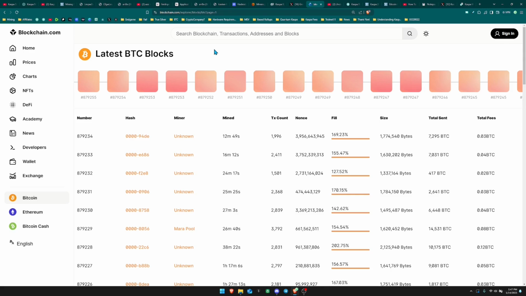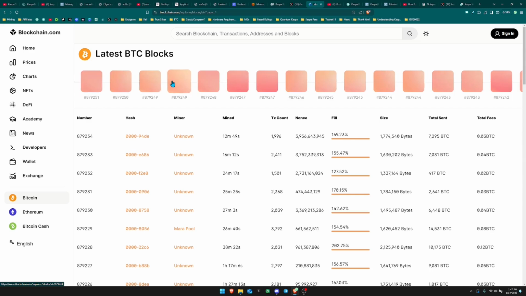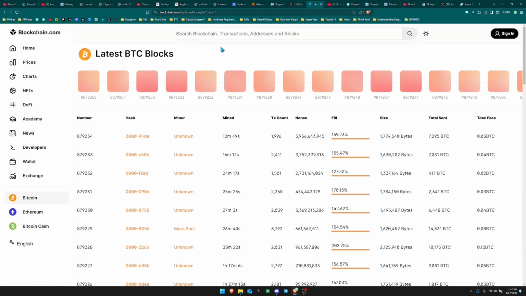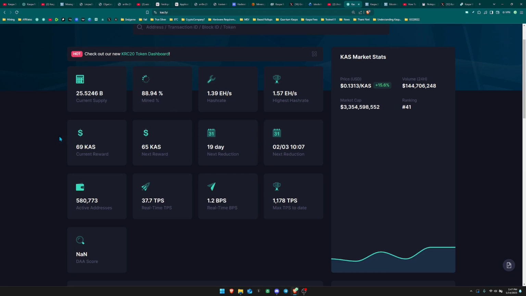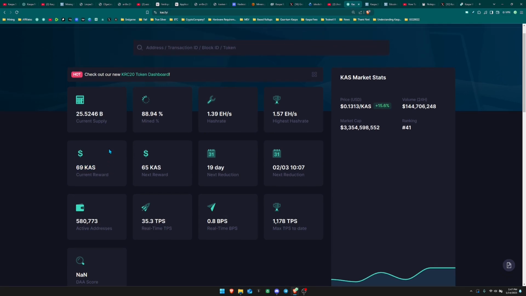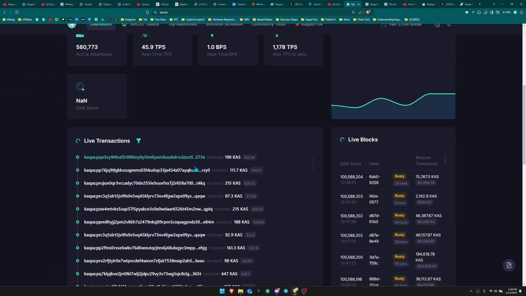Miners are then competing to find new blocks and add them to the network. Each block contains a reward, and when a miner finds a block, they are rewarded brand new coin that has never existed, plus some fees depending on the amount of usage the network is having at the time. You could see here that the current block reward for Kaspa is sitting at 69 Kaspa per block. So every time a miner finds a block, they're rewarded 69 Kaspa plus any fees that might be in that block associated to the amount of transactions that were in each of those blocks.